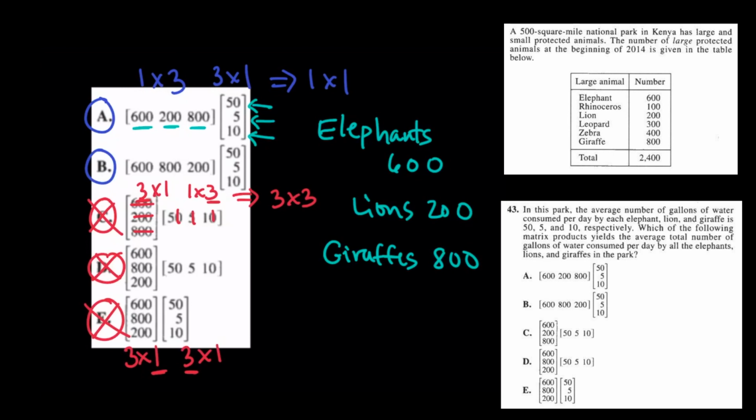In problem 43, if you read the very first sentence, it says elephants consume 50 gallons of water. So I'm writing that down. Lions are 5 and giraffes are 10. So as long as these numbers are lined up, then you know you have the right matrix. So 600 goes with 50. If you look at A, that's correct. But also if you look at B, that's correct. 200 goes with 5 in part A, which is correct because that's what we have here for lions. So it looks like A is our answer. And just confirming, 800 goes with 10 for giraffes.